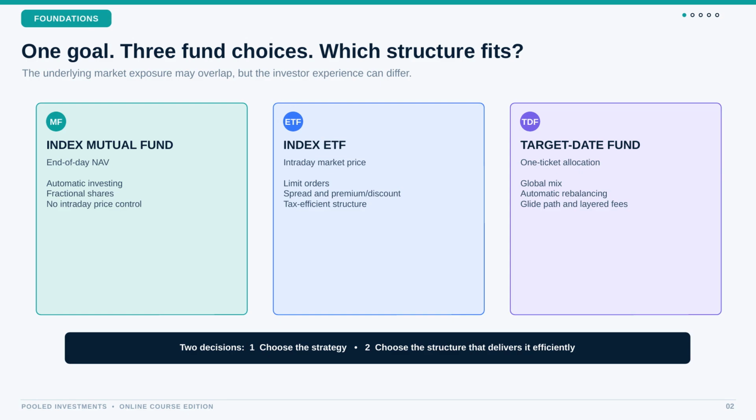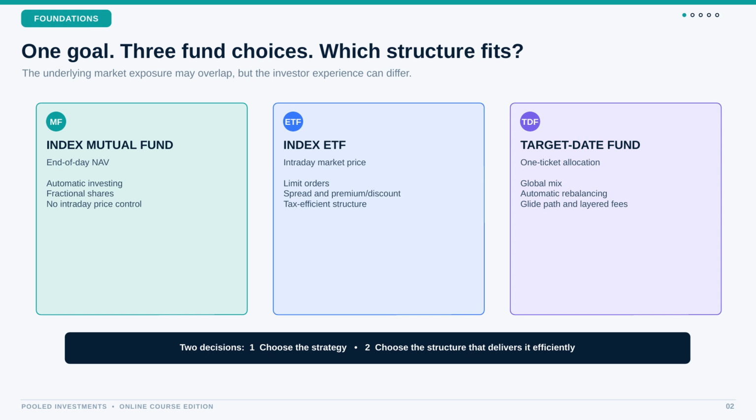Suppose you want broad stock market exposure for a long-term goal. Your brokerage screen offers an index mutual fund, an exchange-traded fund that tracks the same index, and a target date fund that owns several funds. The underlying securities may overlap, yet the buying process, pricing, rebalancing, trading costs, tax behavior, and investor workload differ.